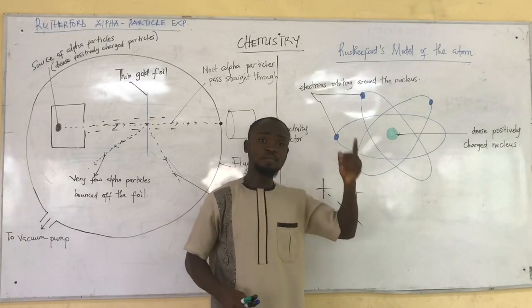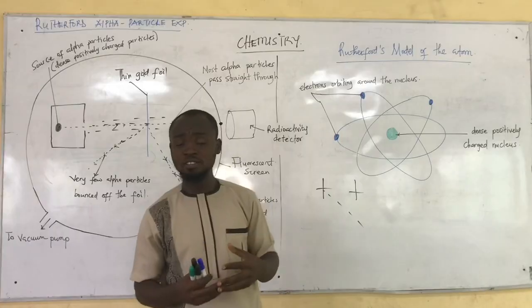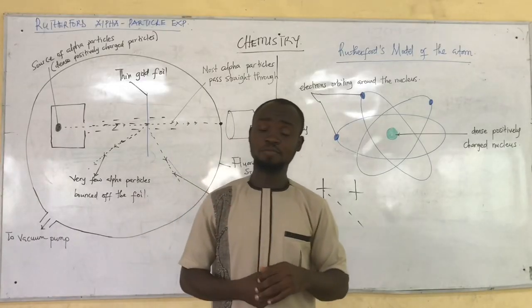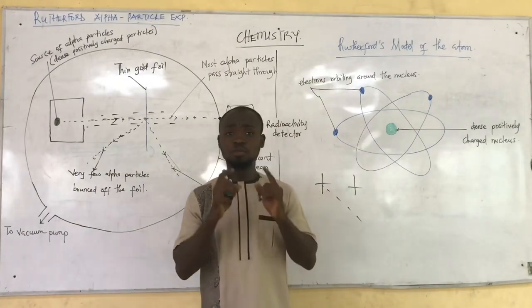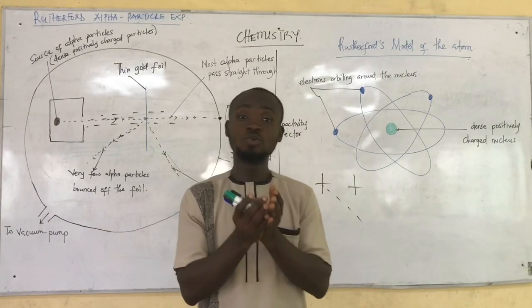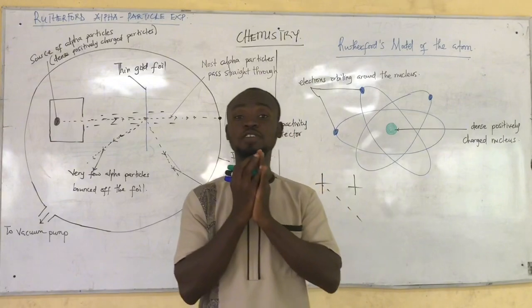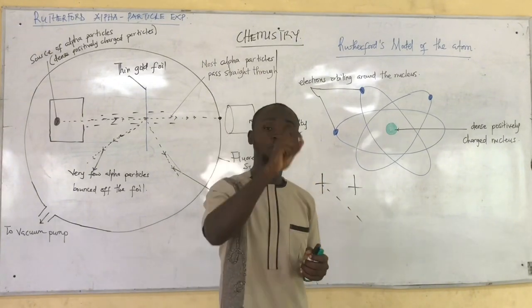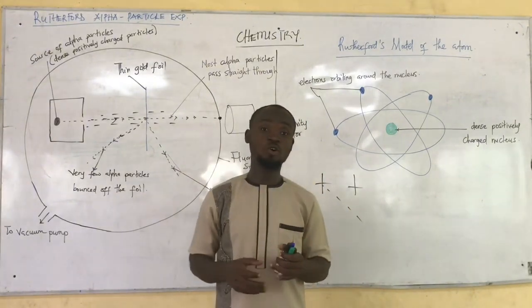That was something J.J. Thomson's experiments and model couldn't explain. Is that okay? In Rutherford's model, he said the atom has a massive center known as the nucleus, which is positively charged, and it has electrons moving around it in orbits or in shells.